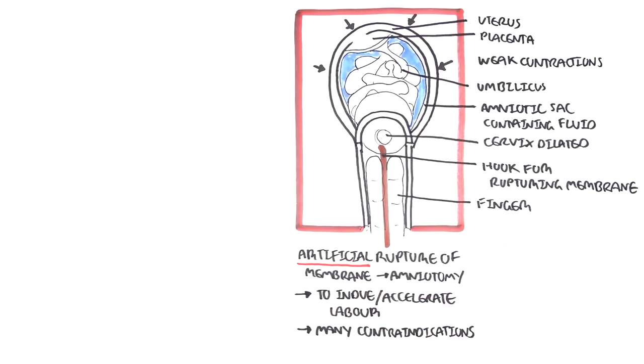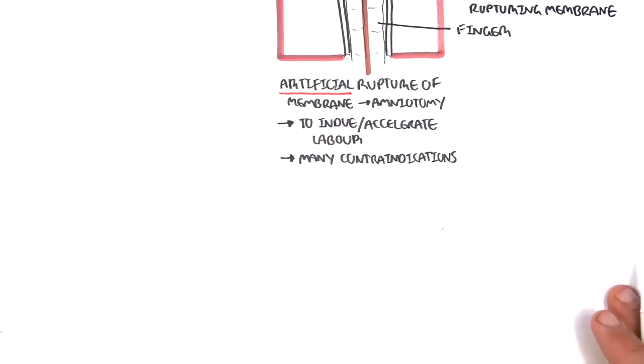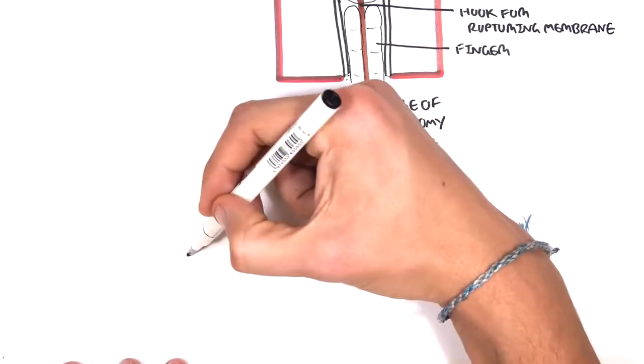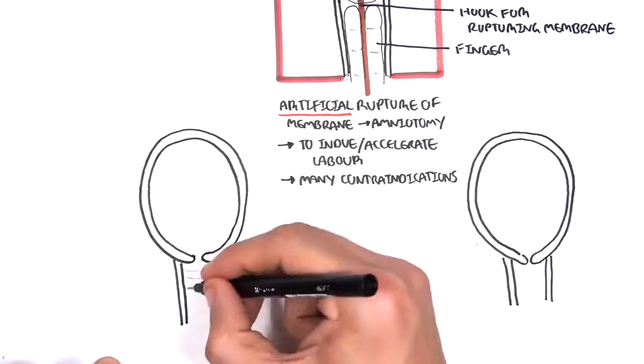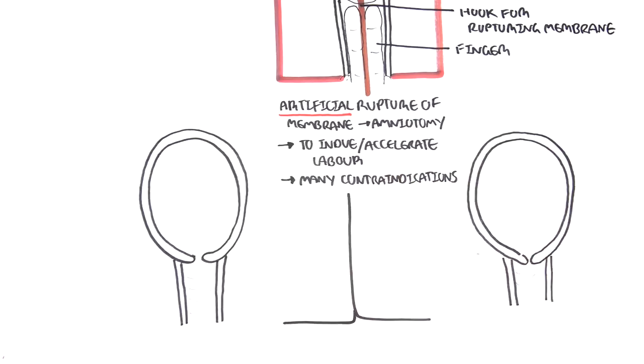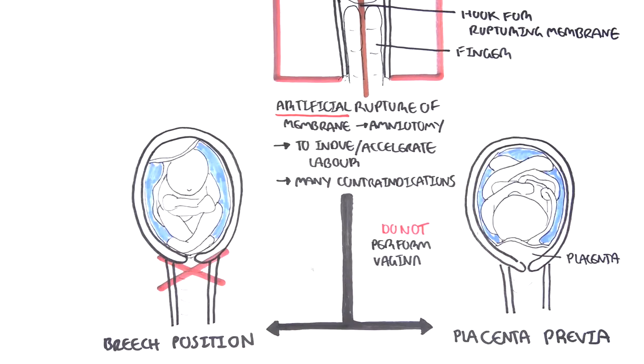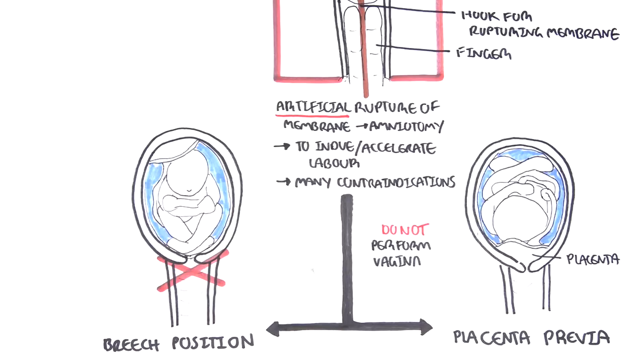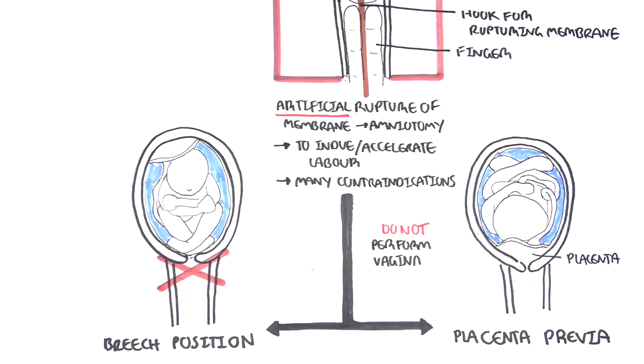For example, rupturing of membranes artificially is contraindicated if the fetus is in a breech position, which is where the baby is positioned feet first. And this can be found out with an ultrasound or an abdominal examination.